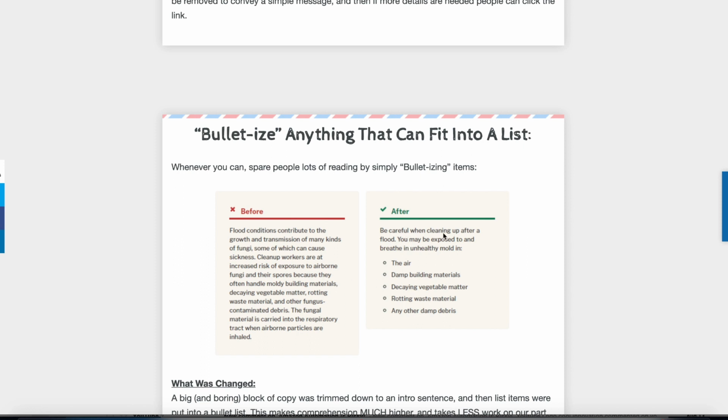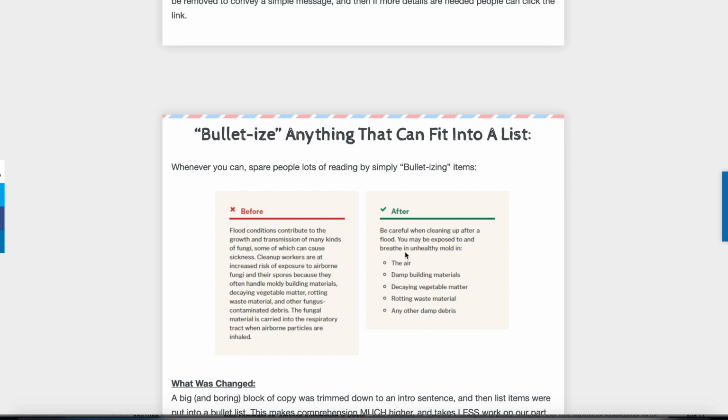Like, be careful when cleaning up after a flood. You may be exposed to blah, blah, blah. So if you're trying to advertise for some devastation cleanup, like flood cleanup, here we go, this will be perfect. People can read this. It's like, oh, be careful when cleaning up after a flood. Really? Why do I need to be careful?